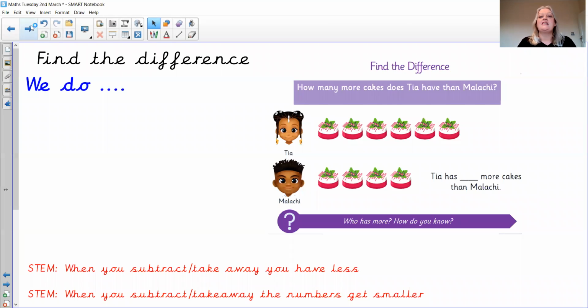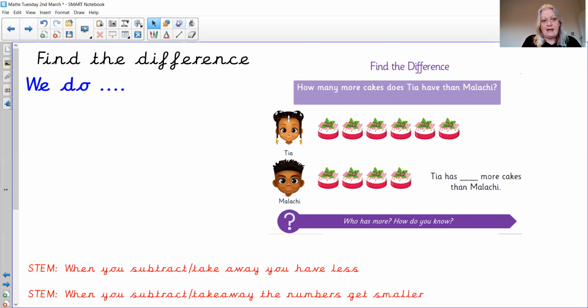Let's start. So, finding the difference. Just another way of saying you need to do some subtracting. To find the difference between objects or numbers, you have to do subtraction. So this question is asking you, how many more cakes does Tia have than Malachi?